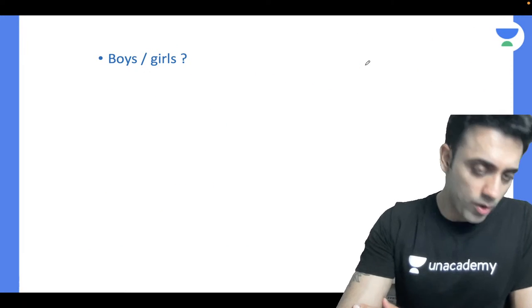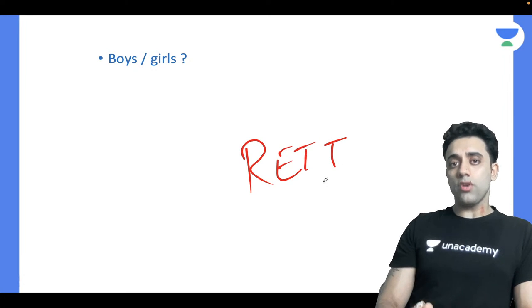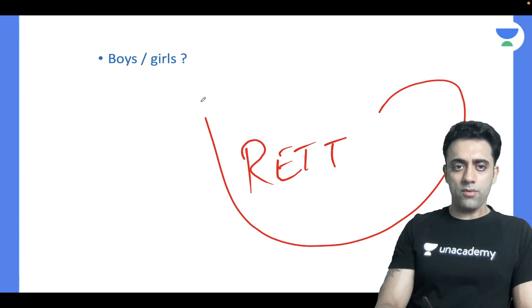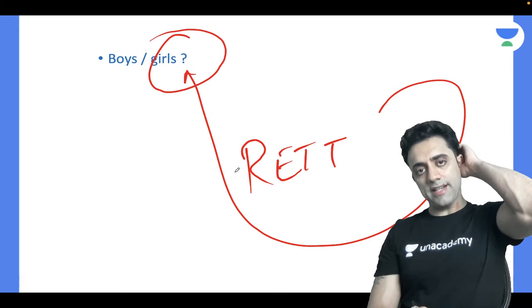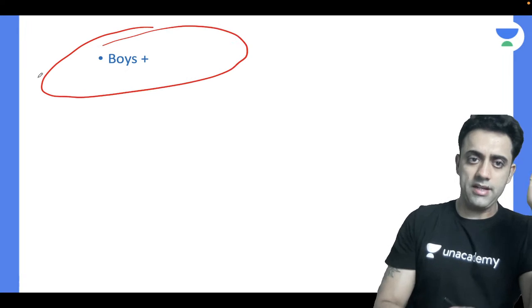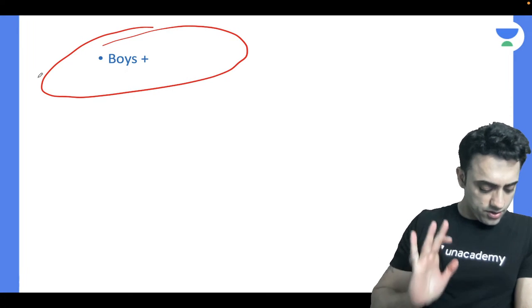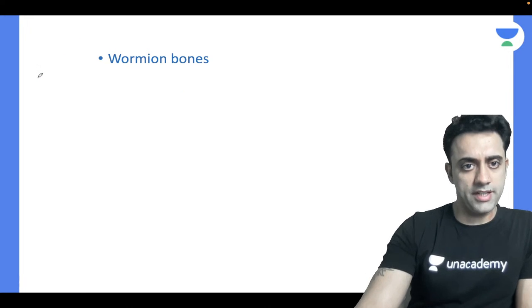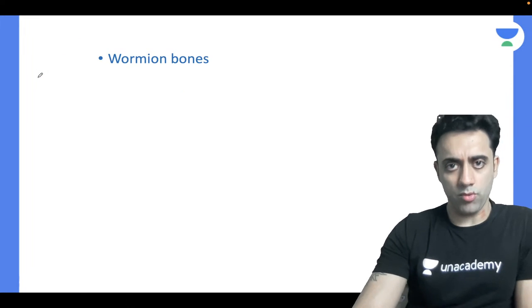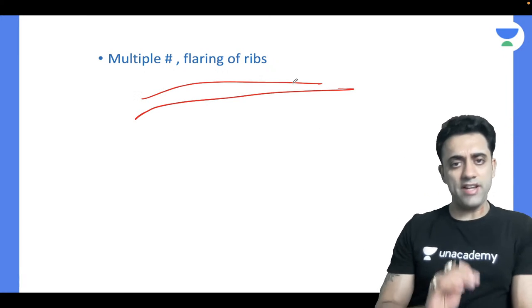Achha, is it common in boys or girls? Okay, Rett syndrome is common in boys or girls? Anyone? Remember, Rett syndrome is common in girls, but Menke disease is common in boys. Menke disease is common in boys. That you should know. ठीक है, very good Osama, Hriday, Shagufta, very good, perfect. ठीक है, and also you see an entity known as kinky bones, multiple fractures and flaring of the lip.